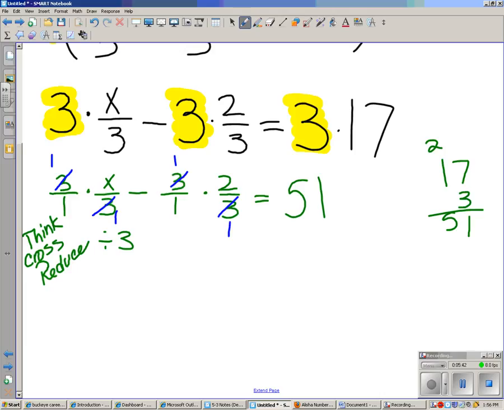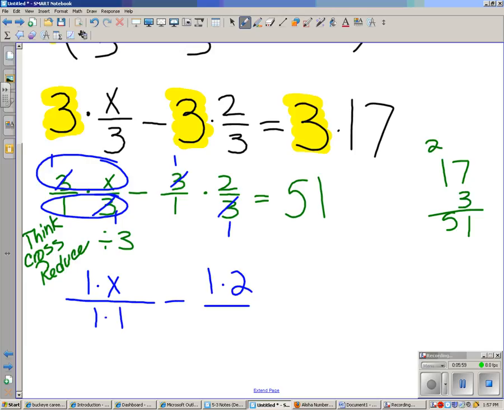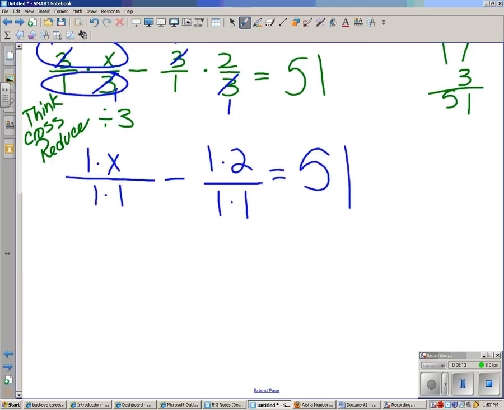Now, here's the part that you need to see. When you multiply fractions, you multiply the tops and the bottoms. So I'm going to multiply tops. I have 1 times x over 1 times 1, minus 1 times 2 over 1 times 1. What does that reduce to? Not 1 minus 2. x minus 2. This one reduces to x. This one reduces to 2, or 2 over 1.